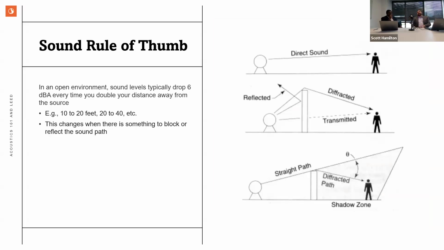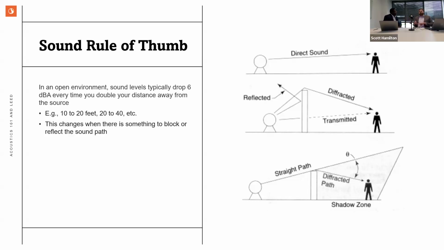The other sound rule of thumb that we want to talk about is that sound levels get quieter the further you get away from something. In a free field environment, meaning no walls, no reflections, anything like that, that turns into about 6 decibels per every doubling of distance you get away from something. So when you go from 10 feet to 20 feet, it gets 6 dB quieter. And this is another thing that you've probably observed out in nature and walking down the street.